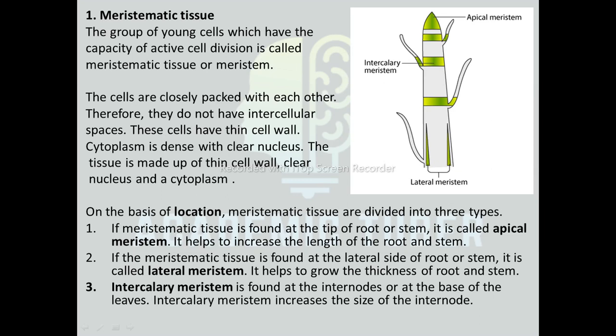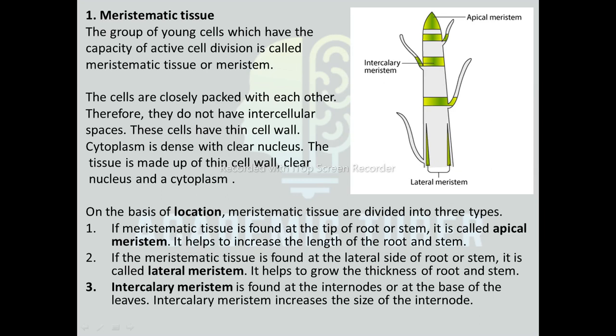They are apical meristem, lateral meristem, and intercalary meristem. First one is apical meristem. If meristematic tissue is found at the tip of root or stem, it is called apical meristem. It is responsible for increase in the length of root and stem. Next one is lateral meristem. If the meristematic tissue is found at the lateral side of root or stem, it is called lateral meristem. It helps to grow the thickness of root and stem.